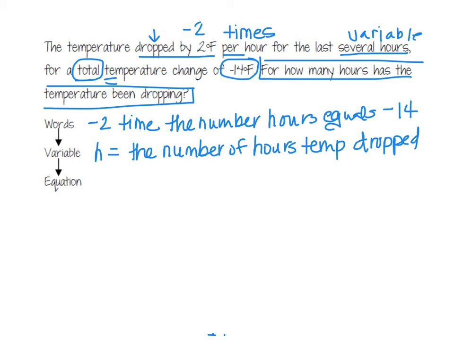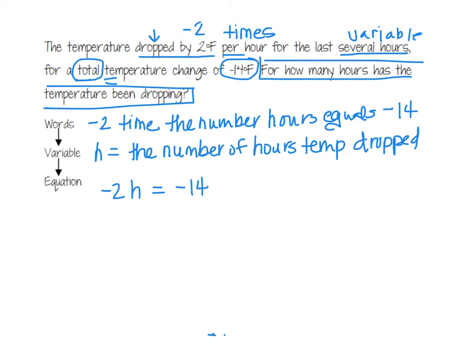All right, so let's think of our equation. We know that it dropped each hour. We know that for every hour it dropped, it was negative 2. And we know that the total that it dropped was a negative 14 degrees.